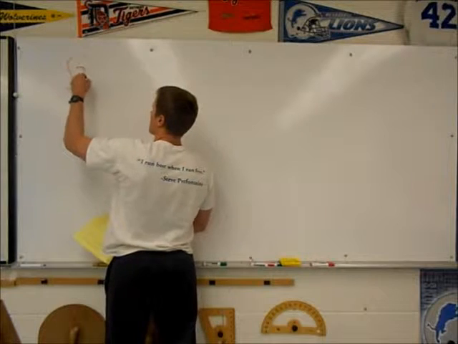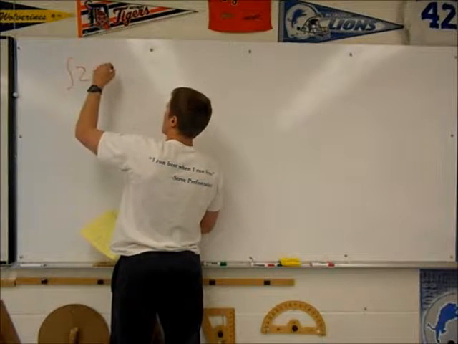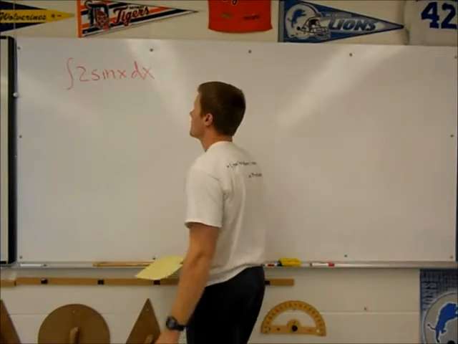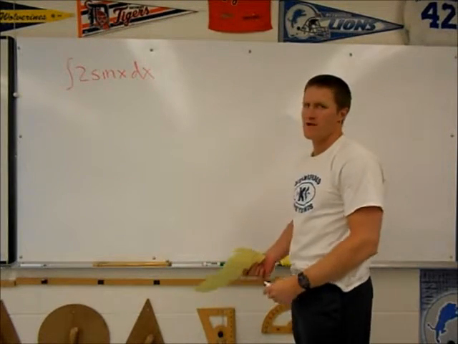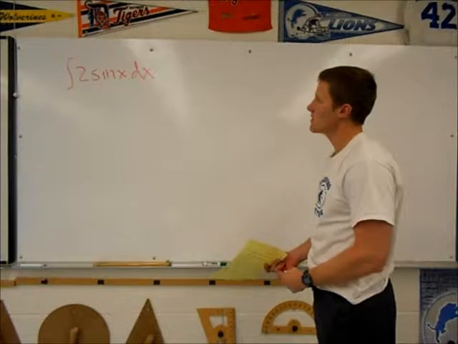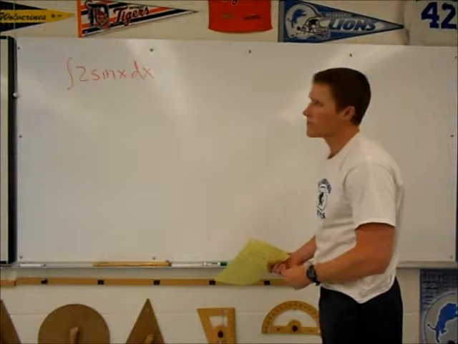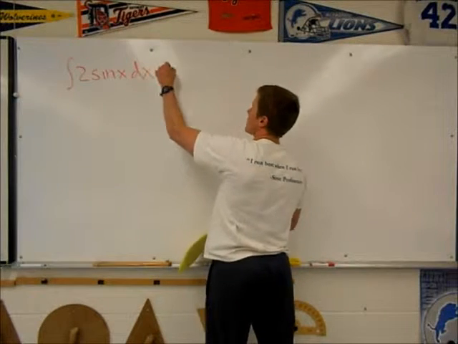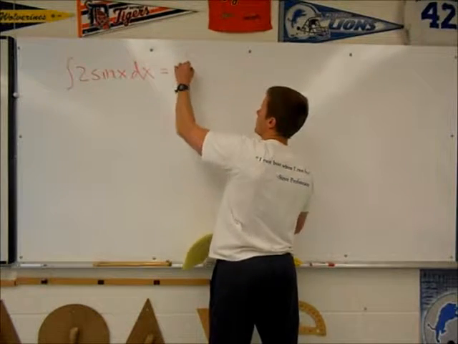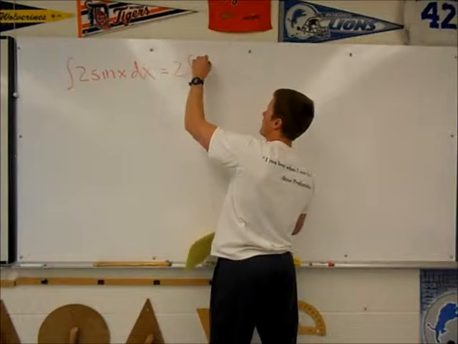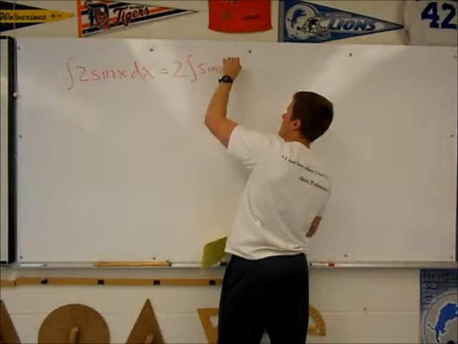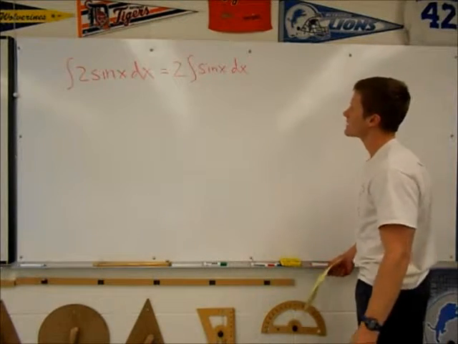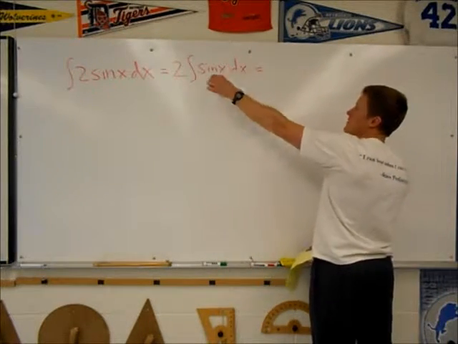First one, the integral of 2 sine x dx. So we want to identify what rules we're going to use initially. So this would be constant multiple rule. Constant multiple is 2. So we can put a 2 up front, do a rewrite. We're looking for an indefinite integral, the antiderivative of sine x. 2 is 2.